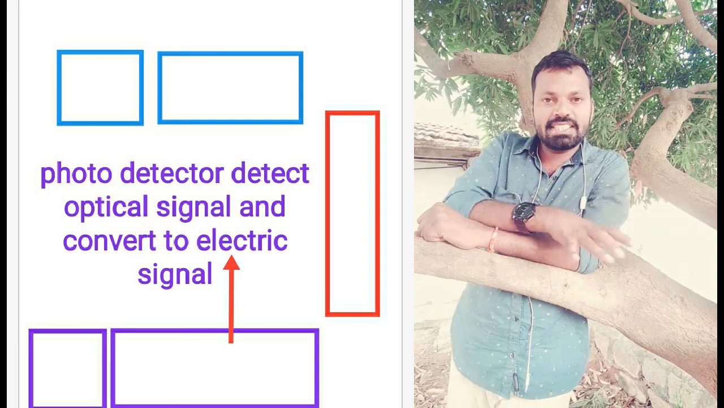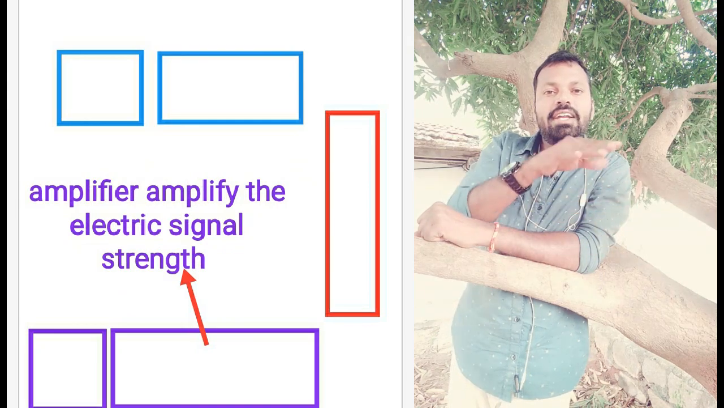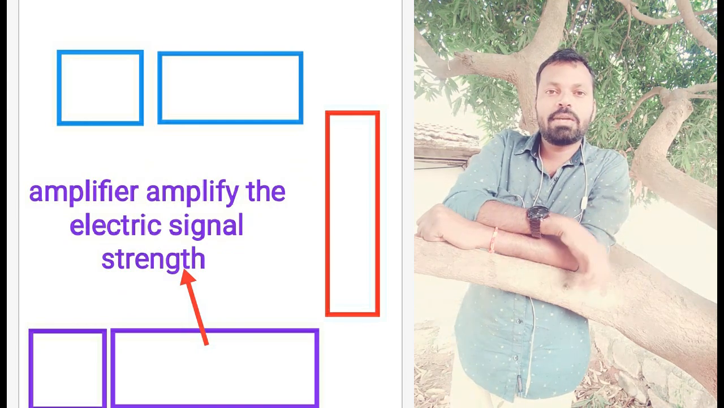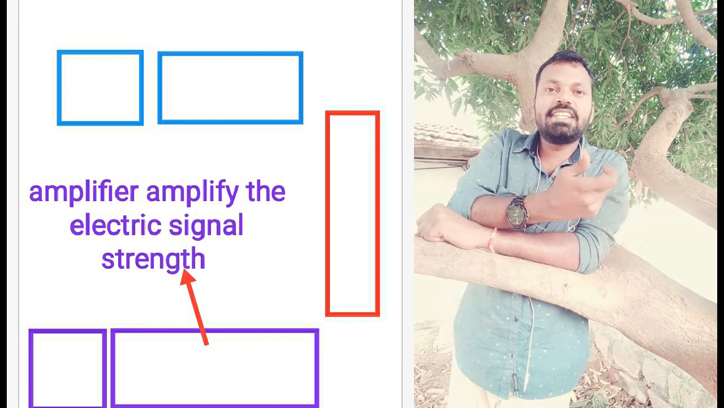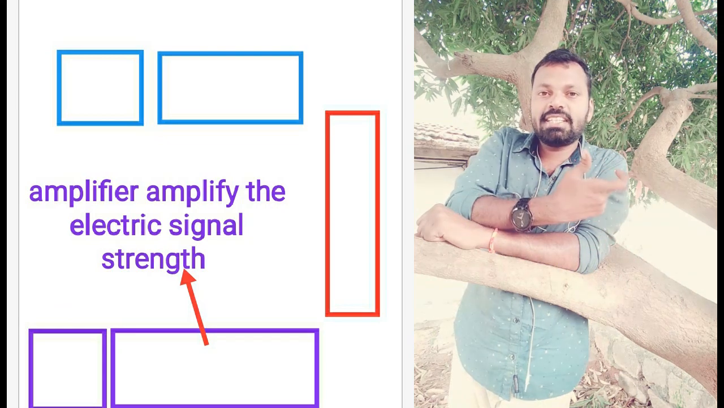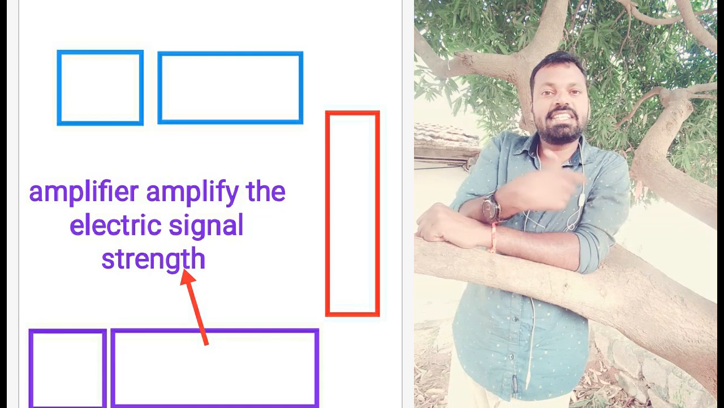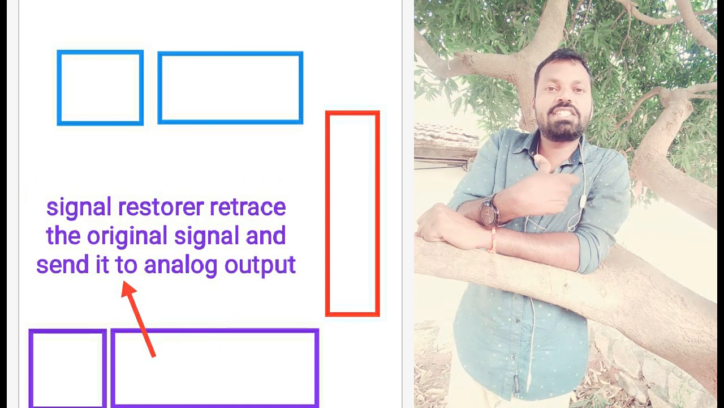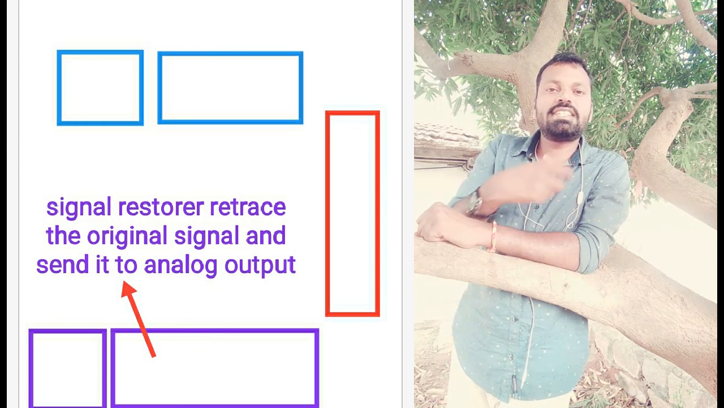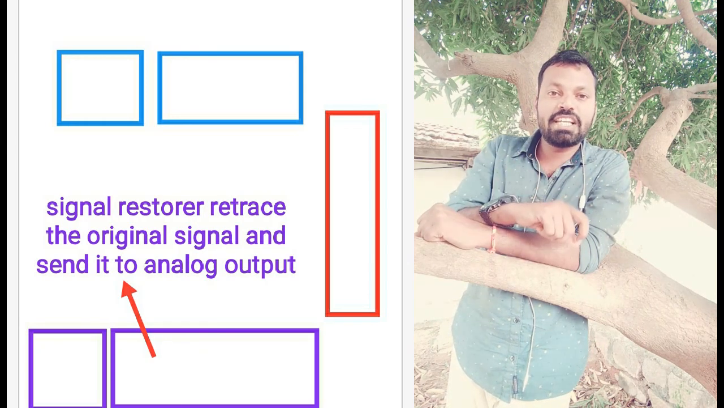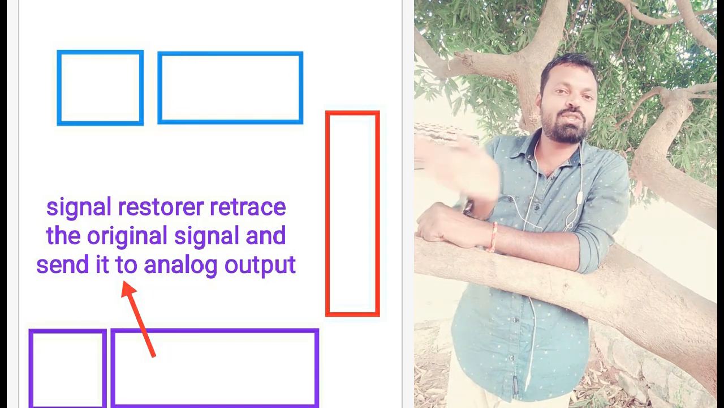Now this electrical digital signal is amplified with the help of the amplifier, because if there is any loss because of the transmission, the signal may weaken. To strengthen the signal, the amplifier helps. Now this amplified signal is given to the signal restorer, which gives you the original analog electrical signal. This is the output. This is the process involved in transmission of a signal from the original source to the receiver.